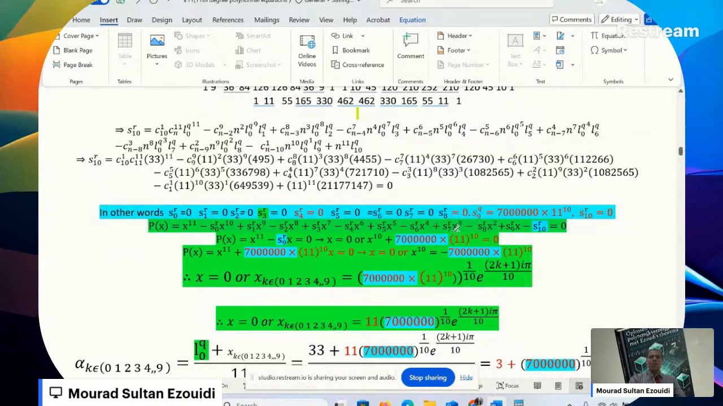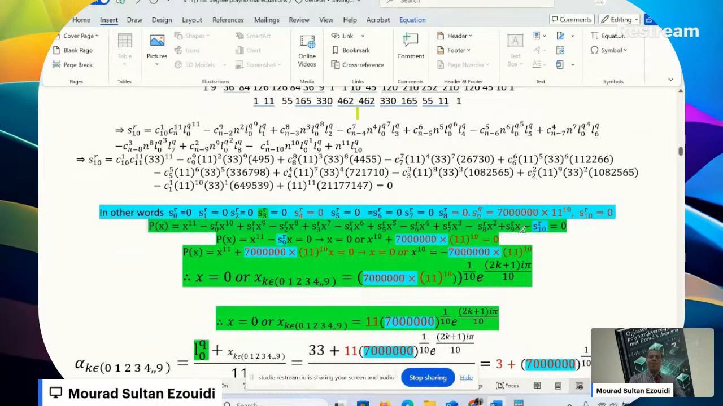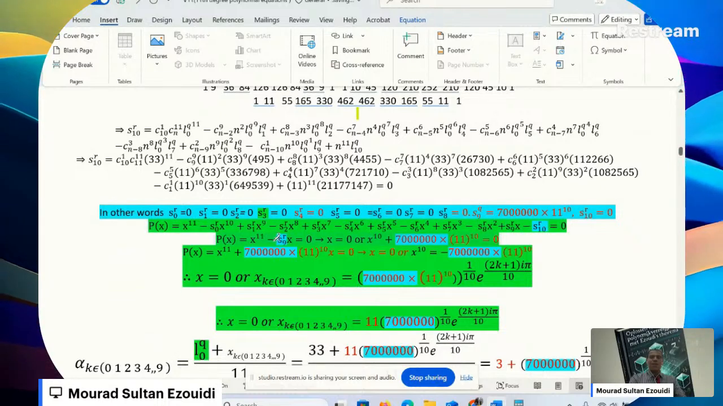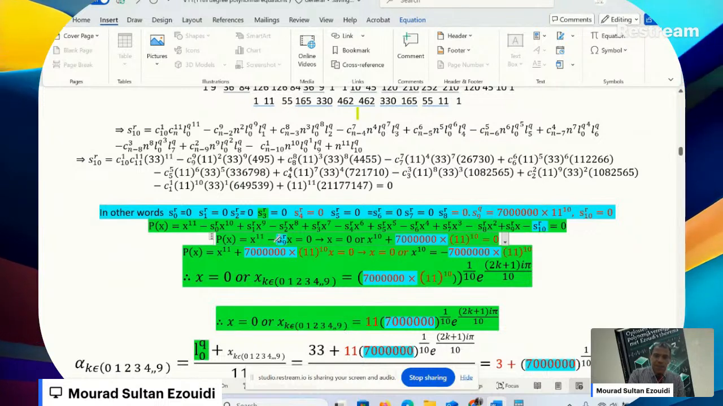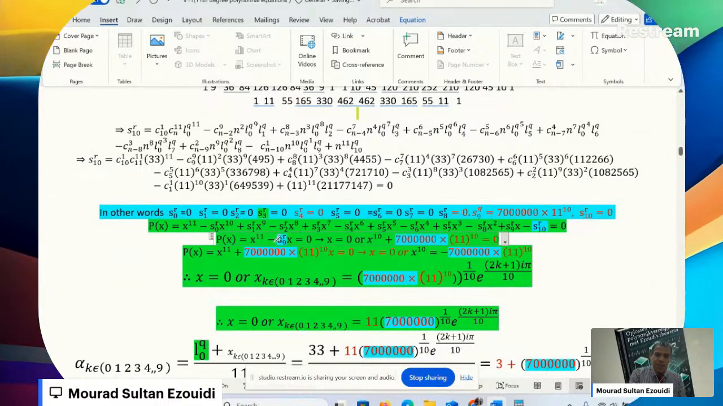This is equal to 0, 0, 0, 0. I will just keep the last one, plus S9 for the R, x. So, this one will be like that.